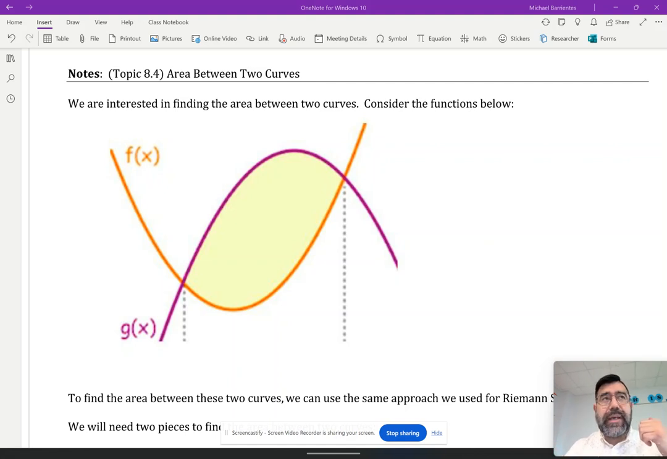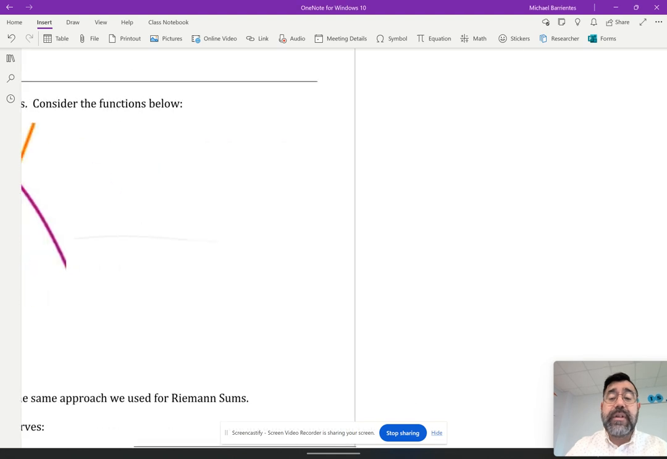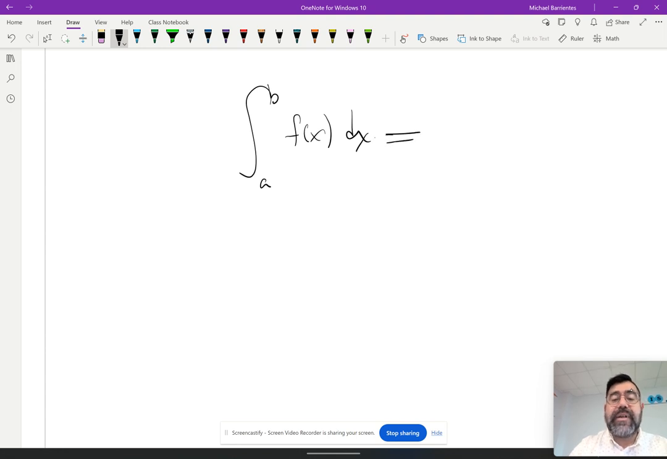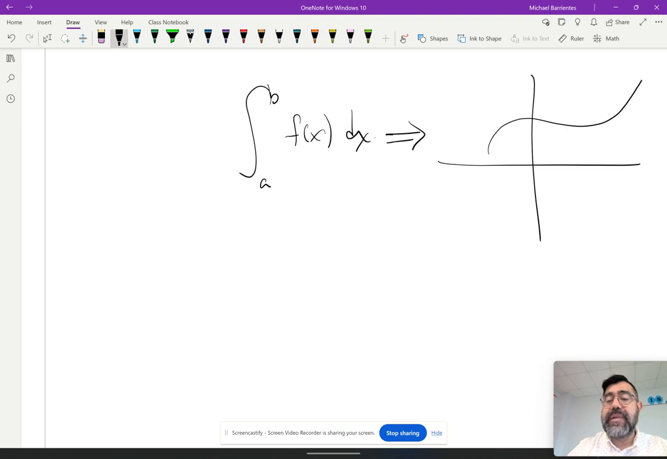So, Unit 8.4, or Unit 8, Sections 4, 5, and 6, all have to do with finding areas between curves. We know that the definite integral from a to b of a specific function represents the area that's trapped between the x-axis and a specific function, right? We know that this area is represented by the integral.